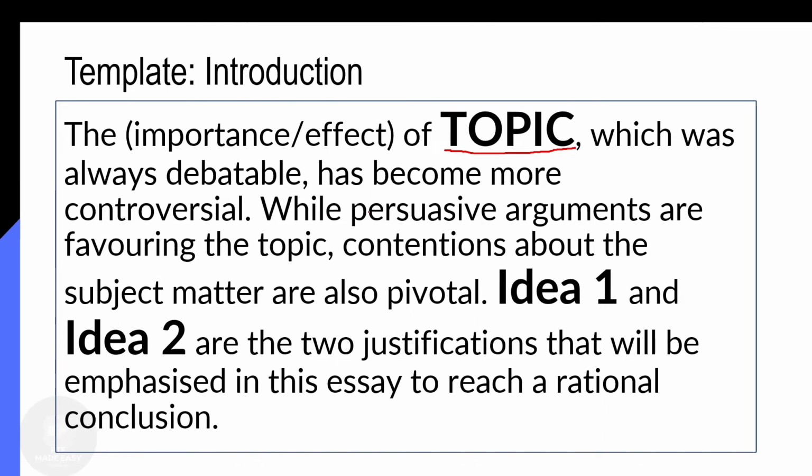Second sentence, while persuasive arguments are favoring the topic, contentions about the subject matter are also pivotal. So basically we said we will always have this negative positive situation. This is it, because of the fact that I have said there are persuasive arguments. That is, there are some people who support this argument and there are people who will not support this argument. Idea one, so we should already have our ideas. We will plan our ideas in a moment. Idea one and idea two are the two justifications that will be emphasized in this essay to reach a rational conclusion. So this is the end of my introduction.